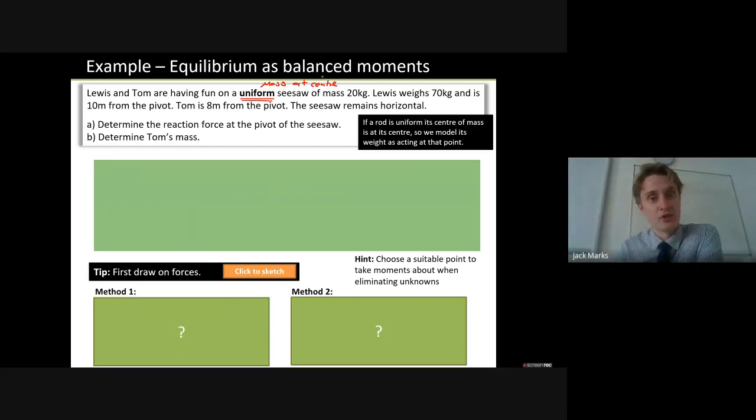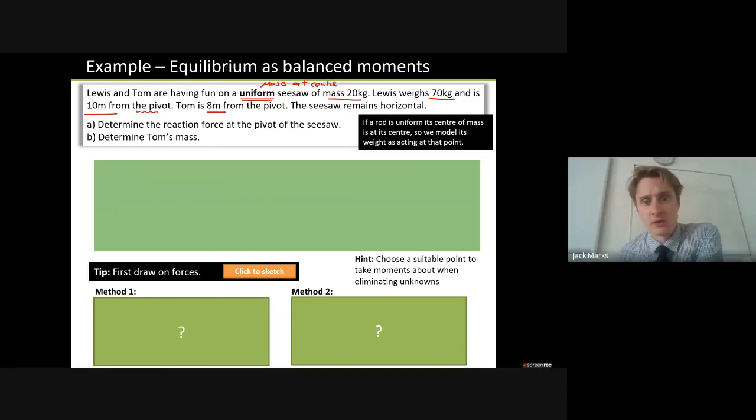Normally, you talk about a uniform rod, a uniform seesaw, something like that. And it has a mass. You also need to be doing this, underlining. This is important. We'll talk about this later as well. Lewis weighs 70 kilograms and is 10 meters from the pivot. Well, I kind of know there's a pivot or a fulcrum. There's something to go around. Tom is 8 meters from the pivot. Well, hang on. I had weight and distance, and now I've only got distance for Tom. So that's probably where the question's going.